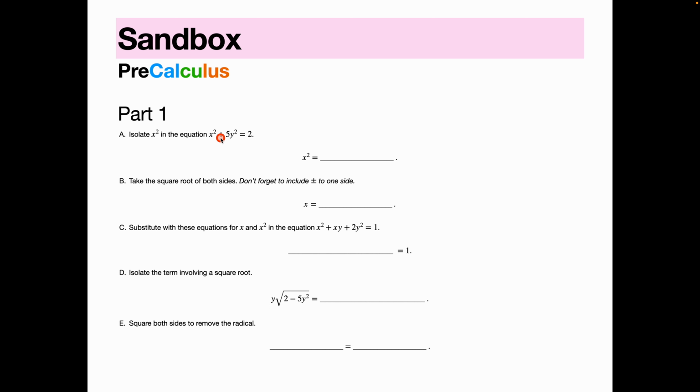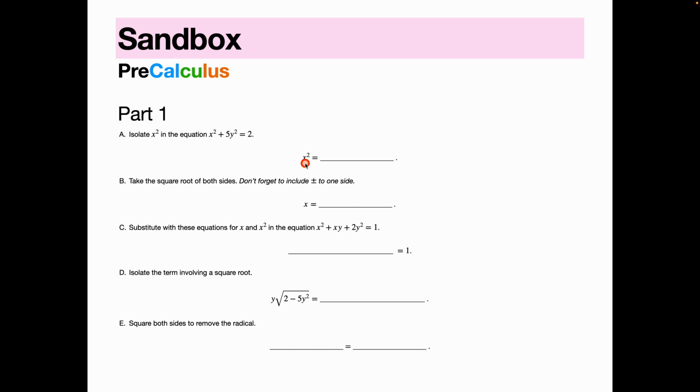First part, let's take the equation x squared plus 5y squared equals 2. Let's isolate out the x squared. Now that we have a quantity x squared isolated, we can figure out what x is by taking the radical of both sides. Don't forget that on one of the sides, you'll introduce a plus minus.